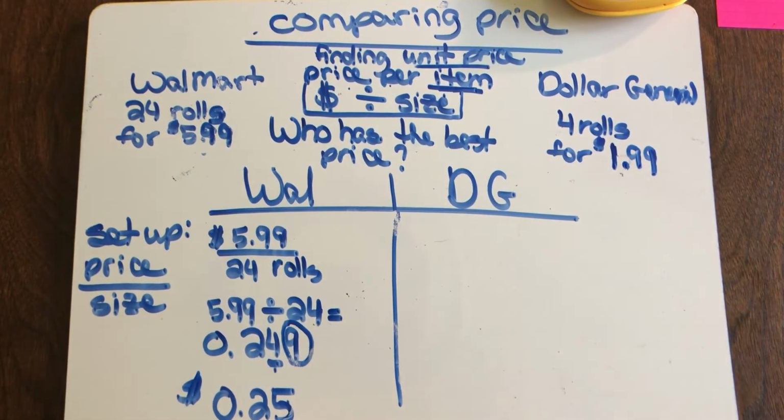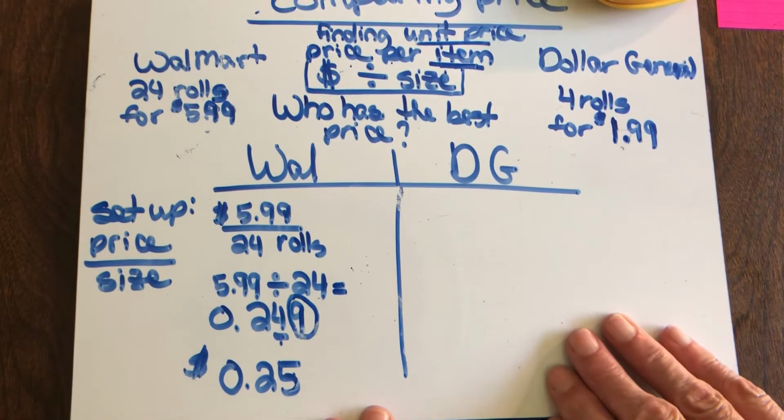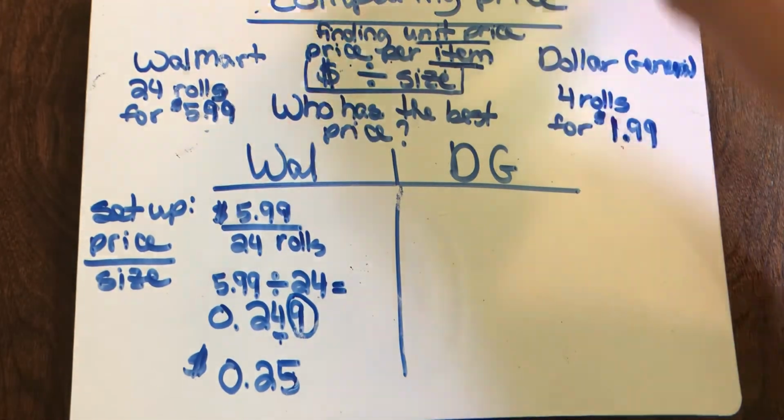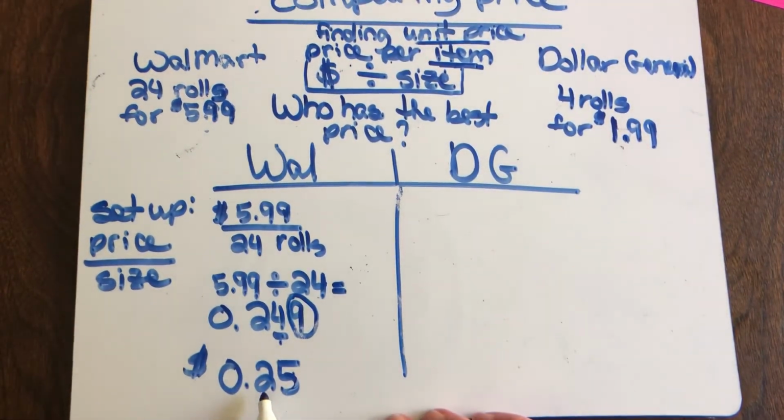Okay, so we put the decimal. So it's less than $1 because it's not over the whole number mark. And you keep the dollar sign because if you wanted to do cents, you'd have to do your cent sign. Okay, following along with me there. So at Walmart, I'm paying 25 cents for each roll.